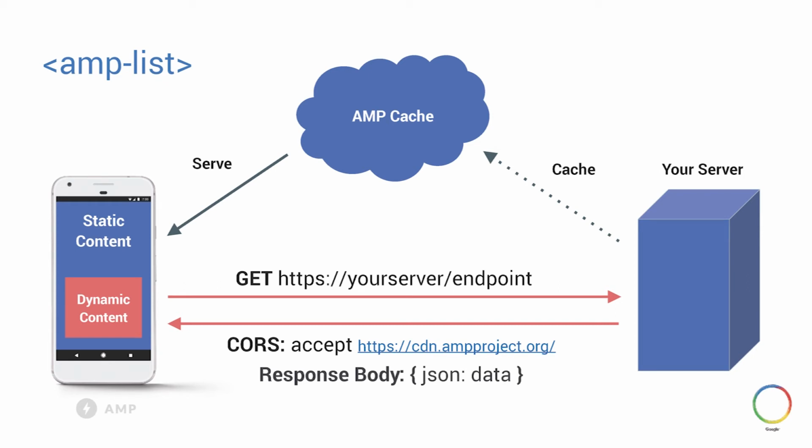AMP list gives you the power to communicate directly with your web server without the AMP cache in the middle. So things like prices and stock, which are very sensitive to freshness, could leverage this component to fetch real-time data using your own JSON endpoint.